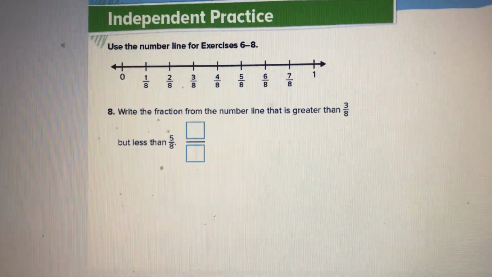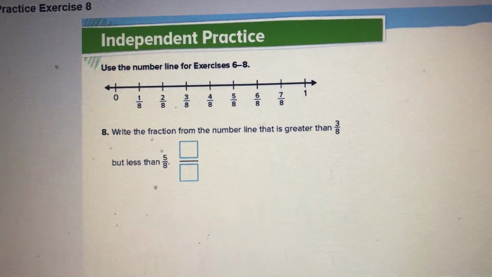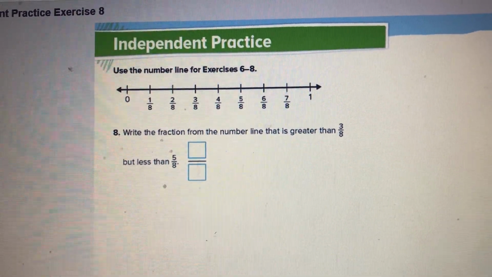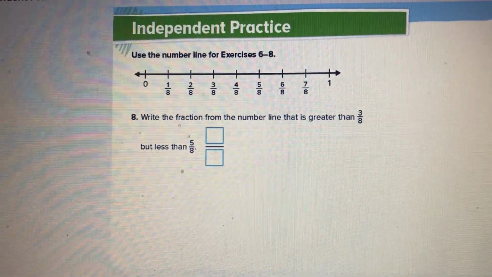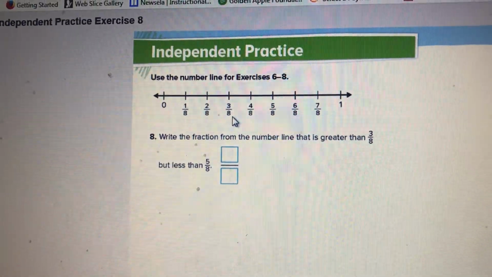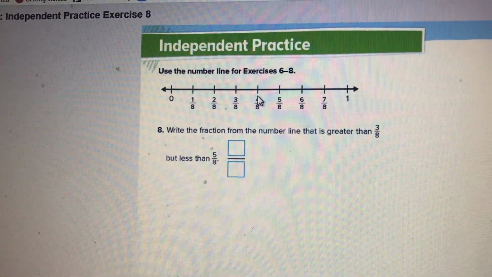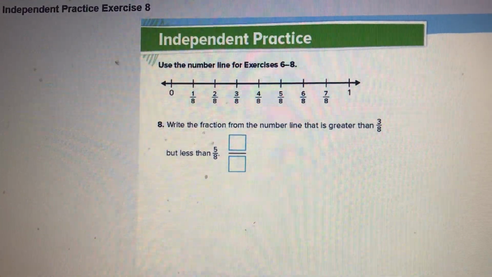Okay, use the number line for exercises 6 through 8. Write the fraction from the number line that is greater than 3/8 but less than 5/8. For me, I just come over here, I look at 3/8, something bigger than and less than this. It's the only answer choice you could do right there, 4/8.